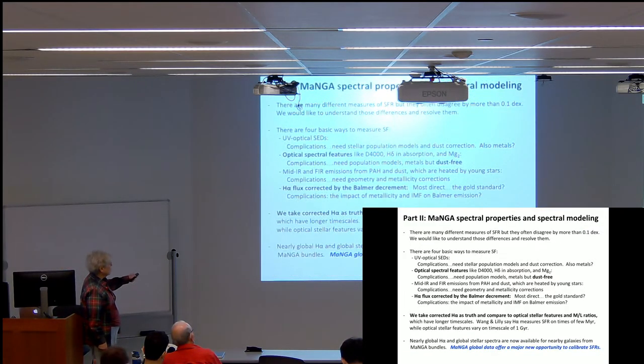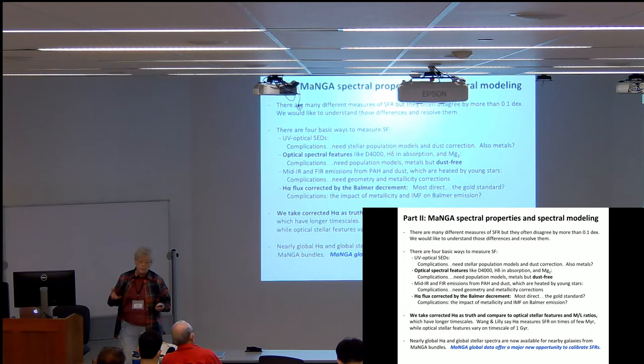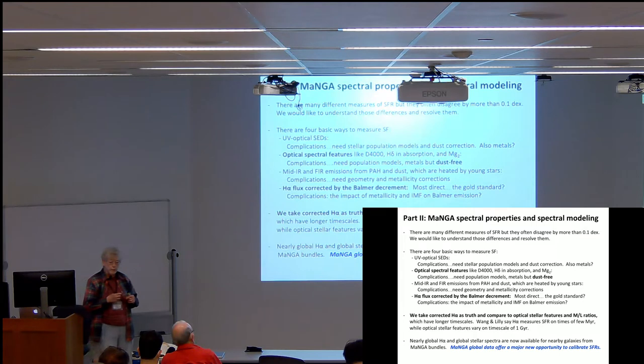Part two is a study of MaNGA spectral properties and spectral modeling. And the goal is to get a better handle on star formation rates. What we're doing is we're comparing optical spectral features and mass to light ratios with H-alpha fluxes that are corrected by the Balmer decrement. And MaNGA is a great opportunity here because its large IFUs give you a virtually global value of the global integrated H-alpha flux, which gives you a star formation rate after Balmer decrement correction. And it also gives you integrated values of spectral features. And the spectral features are not sensitive to dust, and that's why looking at them is so important.